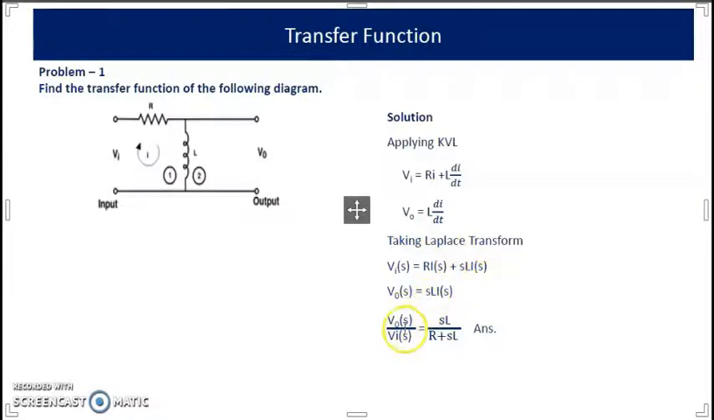Now take the ratio V0 of s divided by Vi of s, that's equal to sL divided by R plus sL. I of s will get cancelled. That is the answer, the transfer function. So this is the transfer function.